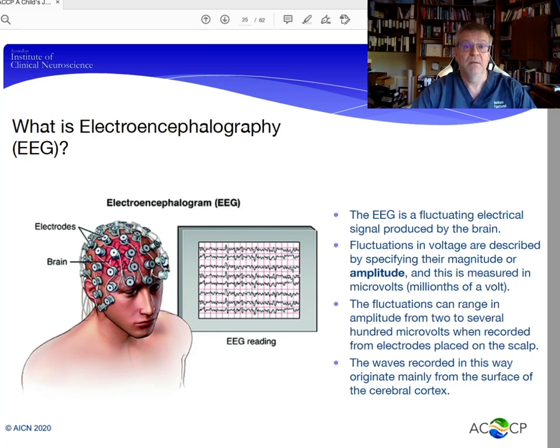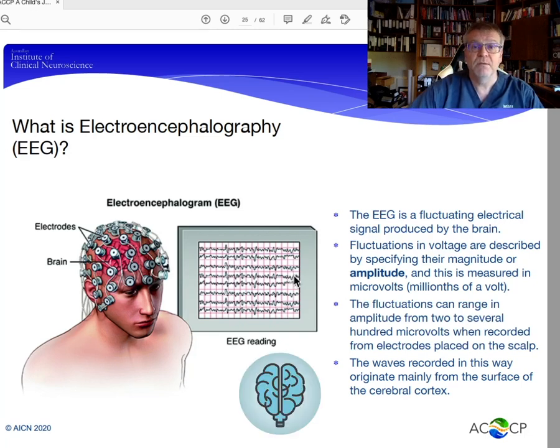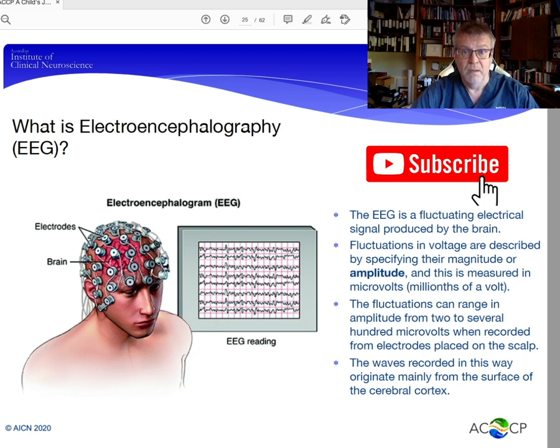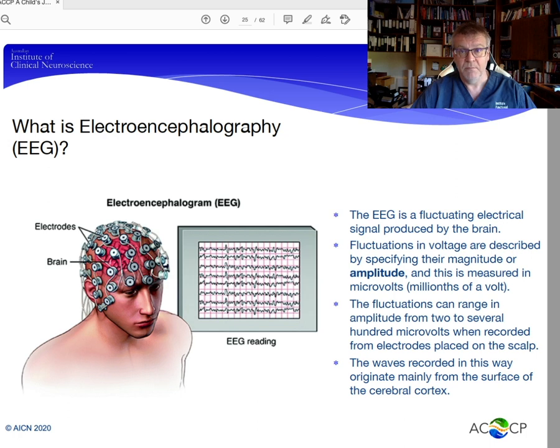Basically, EEG is a measurement of the fluctuating electrical potentials, or electrical signals, produced by the brain. The fluctuations in voltage are specified by their magnitude, or their amplitude. This can be measured in microvolts, which is a millionth of a volt. That information has to be amplified for us to be able to use it in a useful manner.